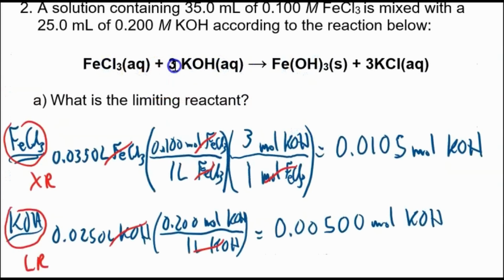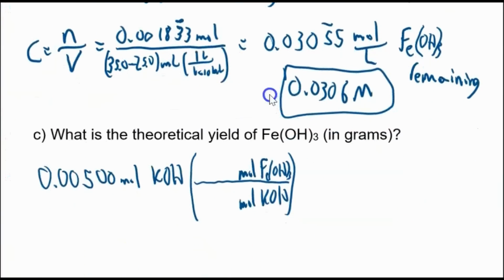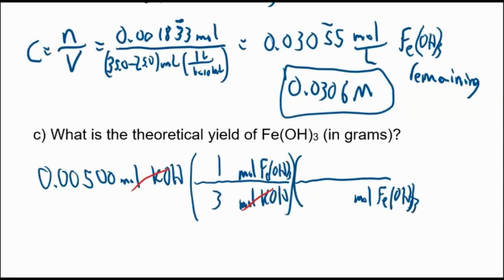Okay, there's 3 moles of KOH to 1 mole of Fe(OH)3, iron 3 hydroxide, so it's a 3 to 1 ratio. Moles of KOH cancel out. Now we don't care about moles, we care about grams, right? So we've got to get to grams, and we've got to cancel out moles of Fe(OH)3. And we want grams of Fe(OH)3.